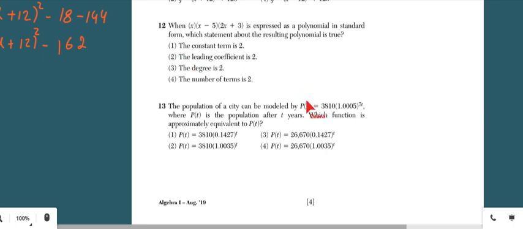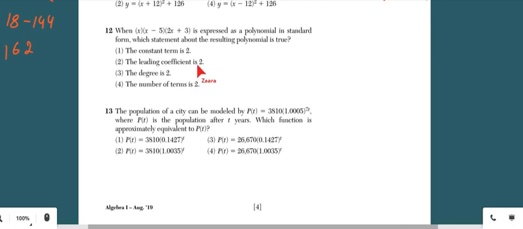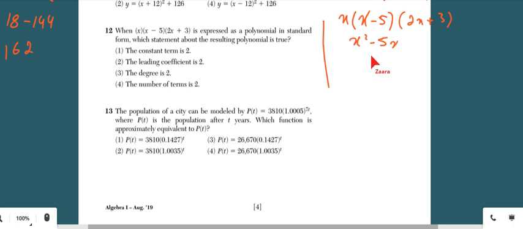Okay, in the next question, when this is expressed as a polynomial in standard form, which statement about the resulting polynomial is true? So we first have to multiply it and then we can get that. So it is x minus 5 and 2x plus 3. So first multiply x with any of them. I am multiplying it with the first term, so it will become x square minus 5x, and then the rest is as it is.